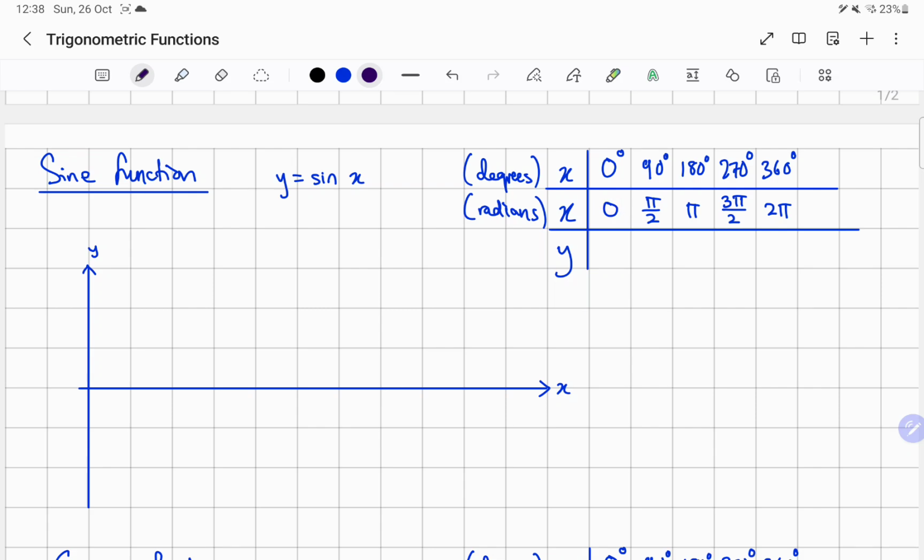So just for your reference, you have to be very comfortable switching between radians and degrees. I have both of them here for your reference, but not only in the exam, also for your understanding, you might be asked to calculate the sine of a value in degrees or in radians. So you must be very comfortable switching between degrees and radians.